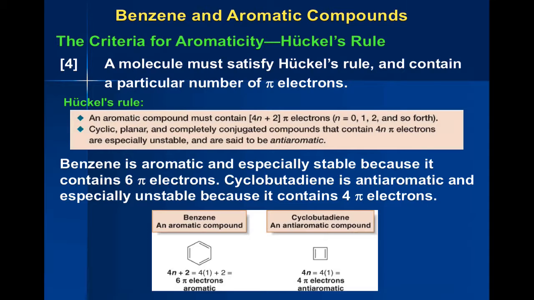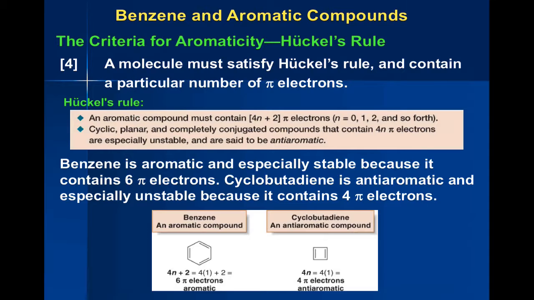You just have to find n being a whole number and you're good to go. Now, if we look at cyclobutadiene, it can be cyclic. I can build a model that shows it being planar. It is completely conjugated. But it does not satisfy Huckel's rule, right? 4n plus 2 equal 4. 4n equal 2. So n has to be 1 half. It does not satisfy Huckel's rule, therefore it cannot be aromatic.